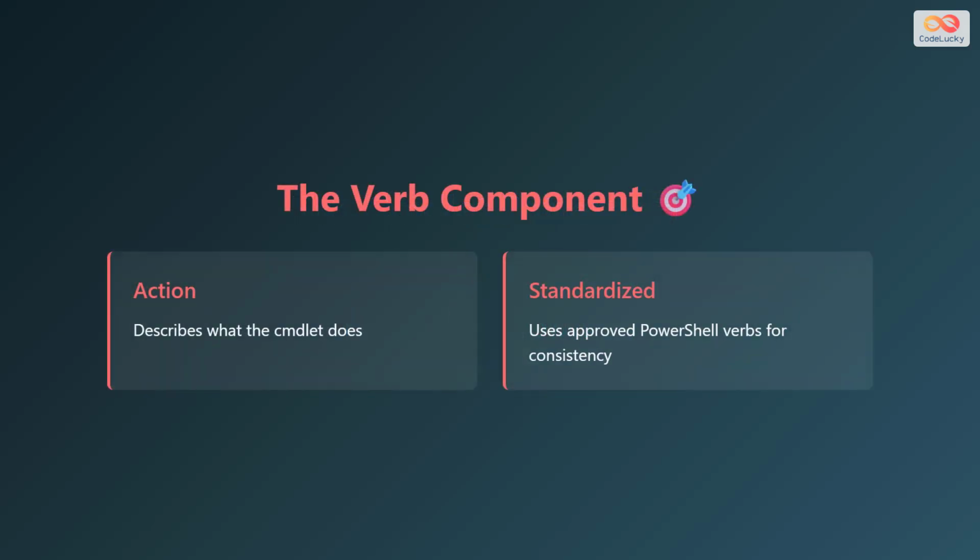The verb component is the first part of a Cmdlet name. It describes what action the Cmdlet performs. For example, get, set, start, or stop. These verbs are standardized, meaning PowerShell uses a specific set of approved verbs for consistency across all Cmdlets. This standardization ensures that the same action is always described using the same verb, regardless of which module or Cmdlet you're working with. This makes it much easier to predict and remember command names.